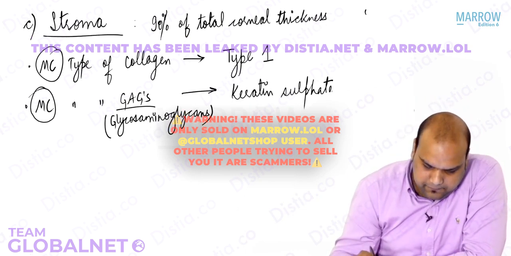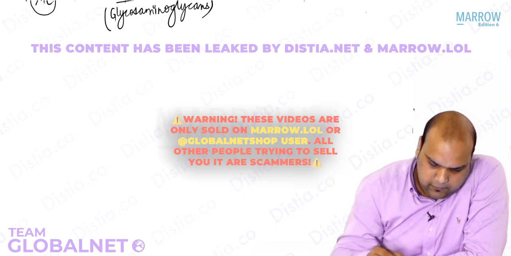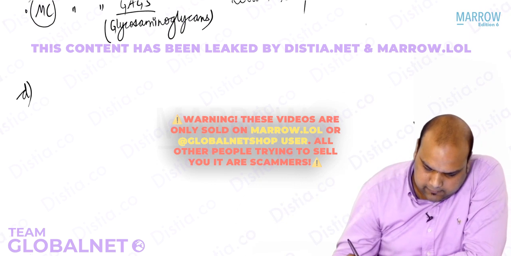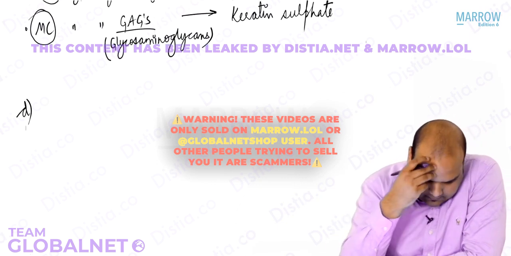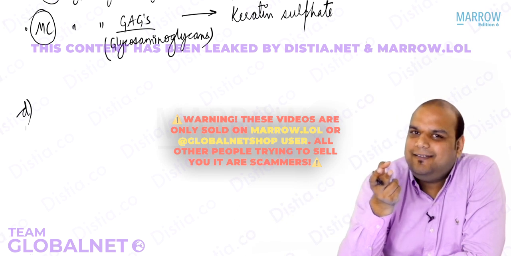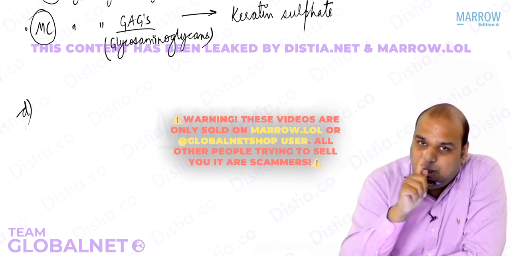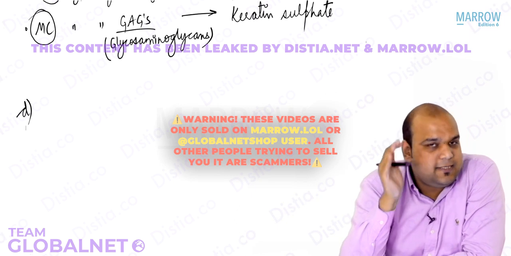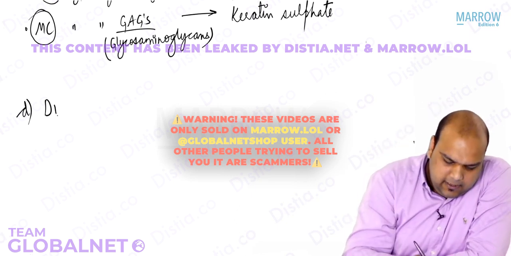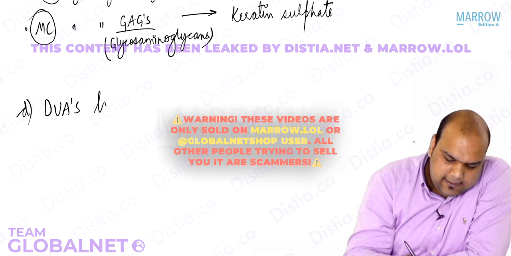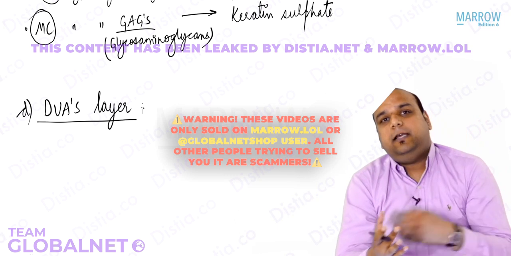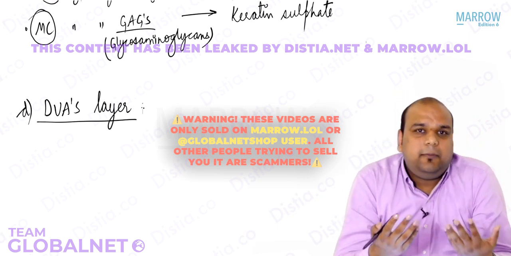Moving forward, fourth layer of cornea. Anybody? This is the new layer, guys, if you know the name. Not Descemet's membrane. This is the new layer. This is what has made the layers 5 to 6. Yes, very good guys. The name is Dua's layer.